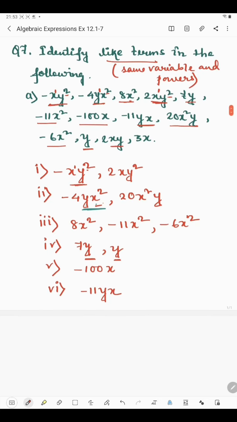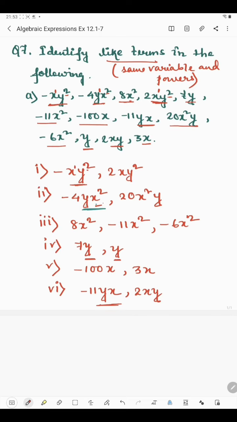Now where is xy? Here we have yx, and yx and xy are the same. So we'll put this with minus 11yx, and lastly we have the x term. 3x is there. Now where is the x term present? Here it is, minus 100x. That means the x term is present over here. So we'll just put 3x with minus 100x. This way we will have to identify the like terms. Like terms mean the same variable and the same power.